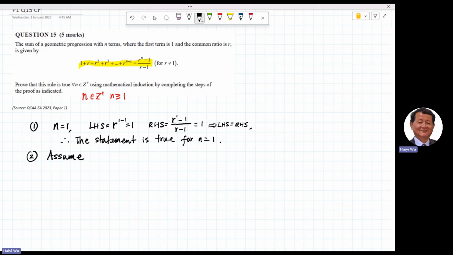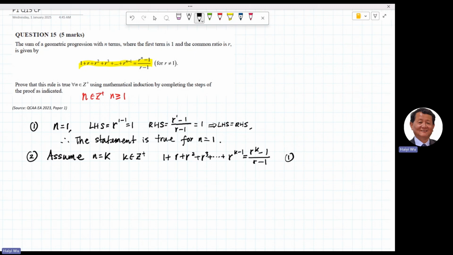The second step is to assume that when n equals k, where k is also a positive integer, the statement is also true. So it means the left-hand side, with n replaced by k, must be equal to the right-hand side. That's the assumption. I'm going to call that statement equation 1.